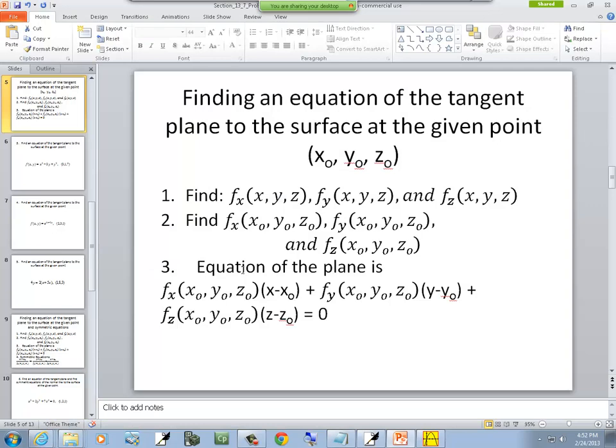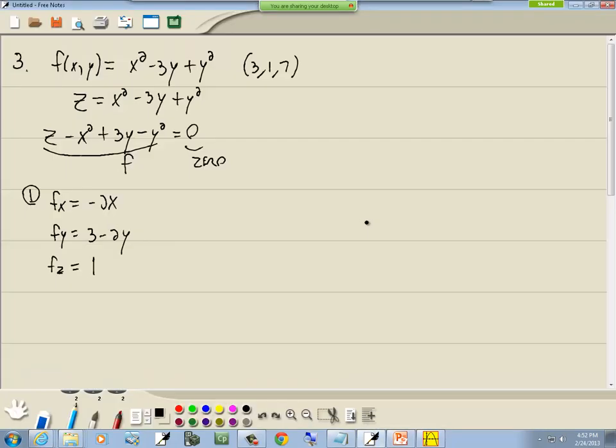Like that. Then we want to plug in our point. Remember, this is your x, this is your y, and this is your z. So put 3 in for the x. So that gives us negative 2 times 3, which gives us negative 6. And we'll plug 1 in for the y. So we got 3 minus 2 times 1, which gives us 1. And then the partial with respect to z is just 1, because there is nothing else.